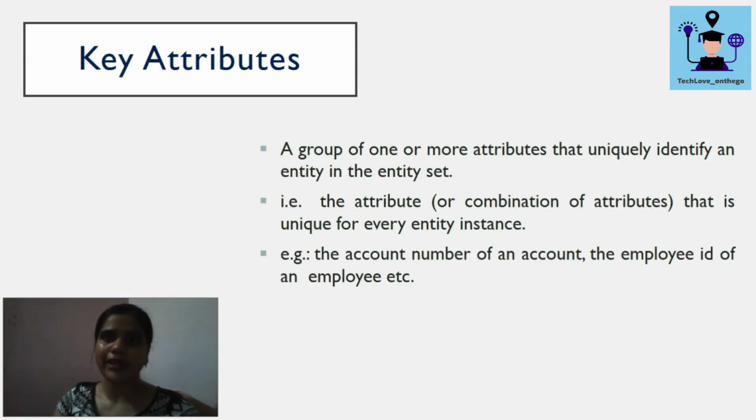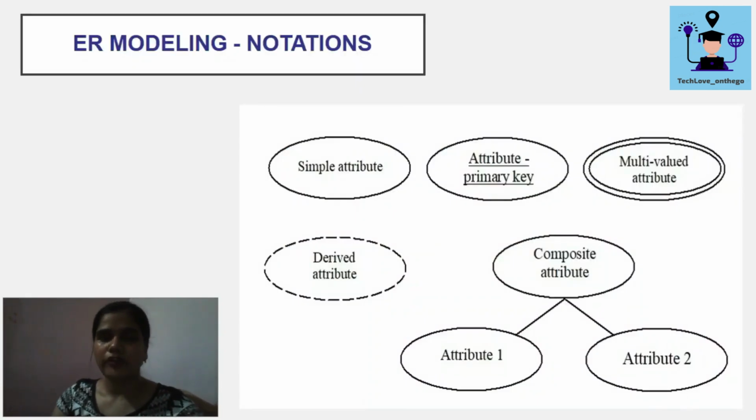Like a bank can have many accounts, but for a single account, the account number will be different from the other account. The employee ID of a particular employee will be different from the employee ID of another employee. No two employees can have the same employee ID. In the same way, no two accounts can have the same account number. So here we can see different notations of attribute.